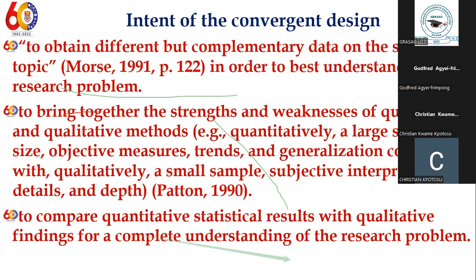You realize that when you go to pick about 6, 10, 15 people to talk to, they might all be moving towards one aspect other than what your quantitative results have given you. So if you want to compare to see truly whether what we have collected on the quantitative is the same as what we have collected on the qualitative, then we do the convergent design.